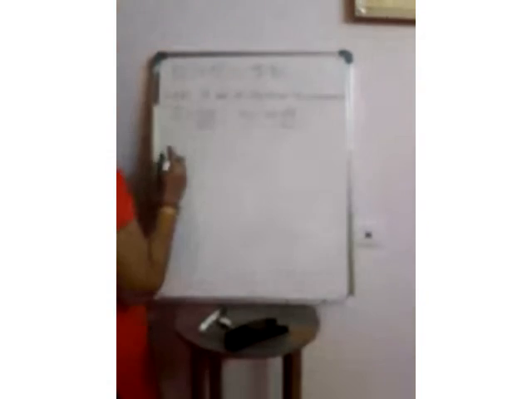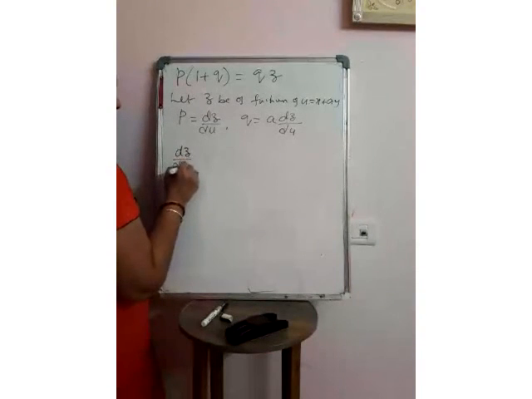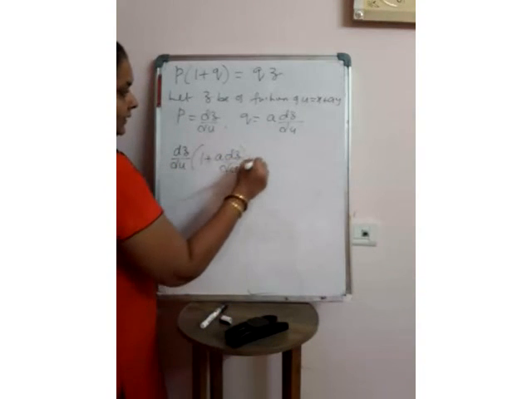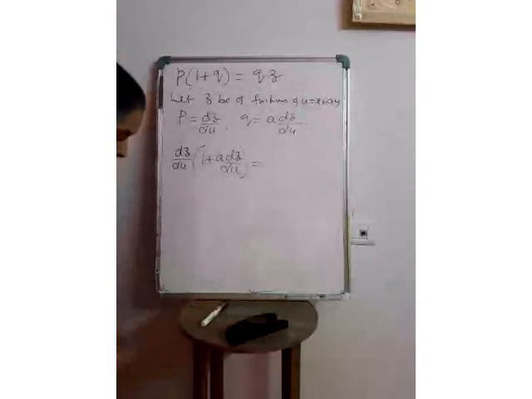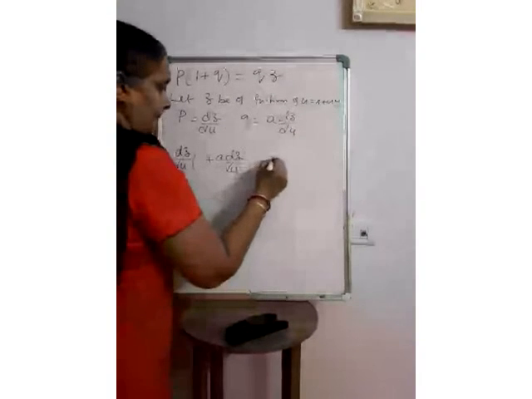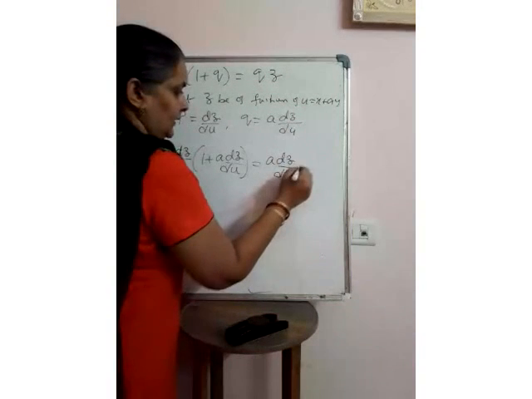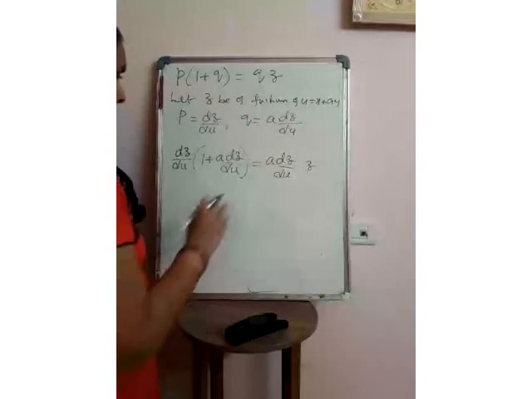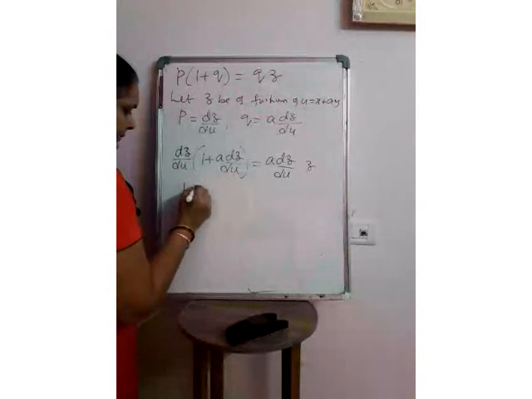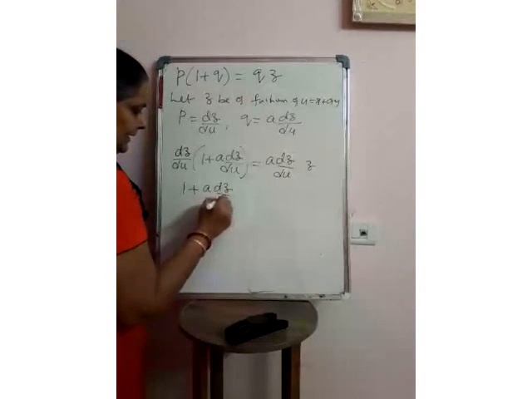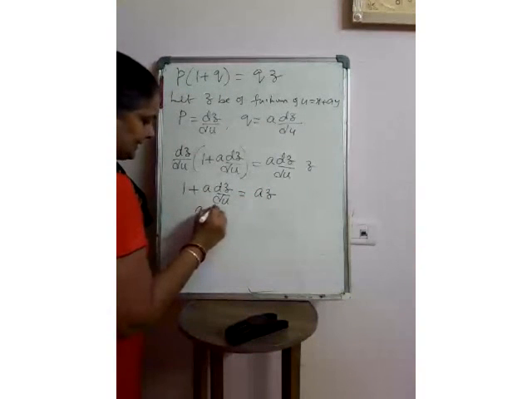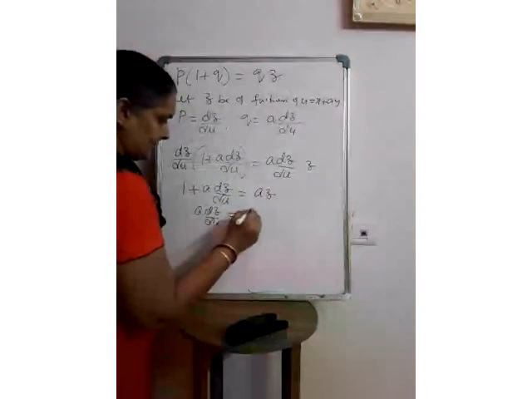So to substitute, what will be the value? dz/du into (1 + a dz/du) is equal to q, and q is again a dz/du, into z. So we have a dz/du term common to both. I will eliminate it. So this will become 1 + a dz/du = az. So a dz/du = az - 1.